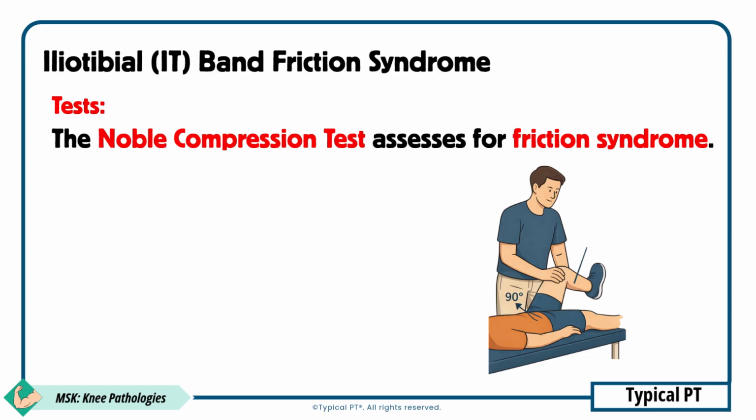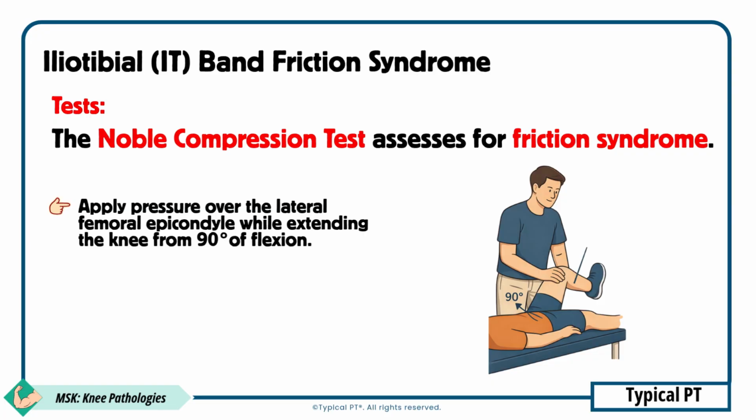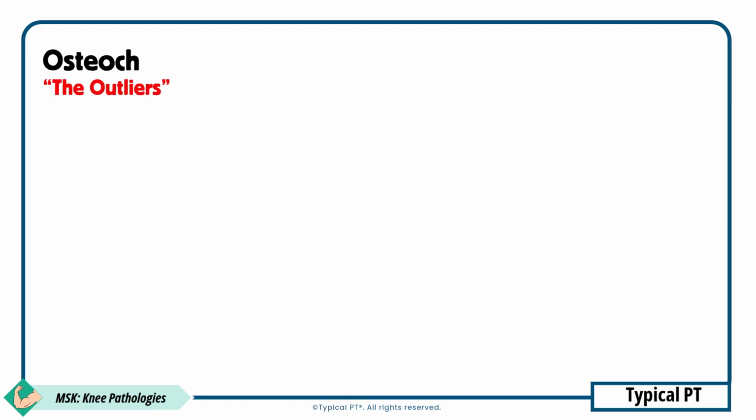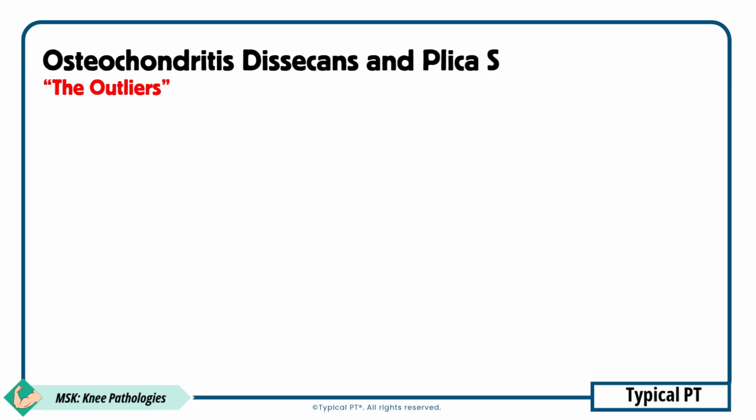The Noble compression test assesses for friction syndrome. Apply pressure over the lateral femoral epicondyle while extending the knee from 90 degrees of flexion. Pain at around 30 degrees of flexion is a positive finding, because that's the angle where the IT band crosses the epicondyle. Let's briefly cover two less common conditions: osteochondritis dissecans and plica syndrome.